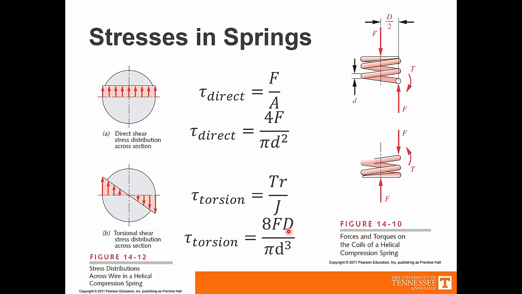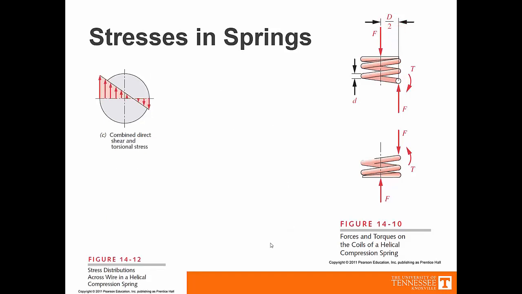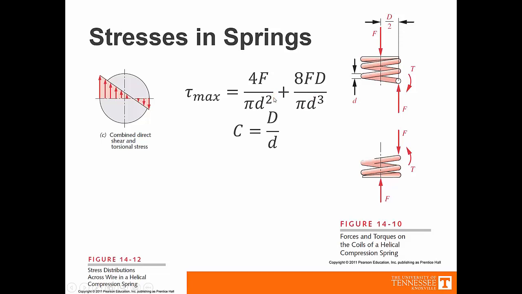Notice this capital D is the coil diameter, and it appears because this torque is created by a distance that it's offset around. If we sum those two together, we see that they superimpose on top of each other, so the maximum is the stress caused directly by shear plus the stress caused by the torque. These two together provide the maximum shear stress that's going on.